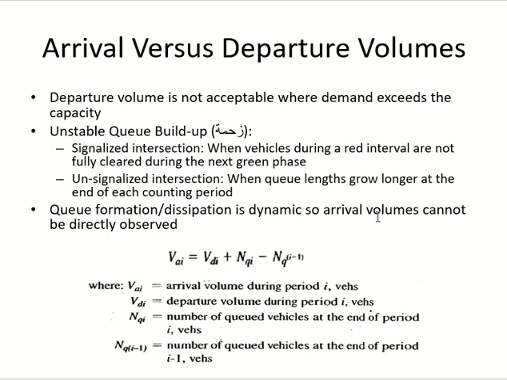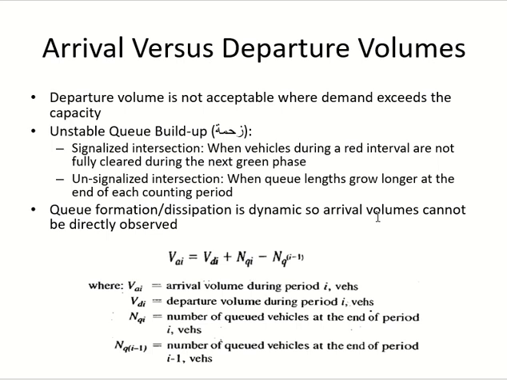Another indication is for unsignalized intersections. For unsignalized intersections, you want to decide whether you should take arrival or departure. Then you go there, wait for a couple of minutes, count the number of vehicles in the queue a few times in those couple of minutes, and see if the count is increasing. That means the queue is building up, and then you should take arrival volume.